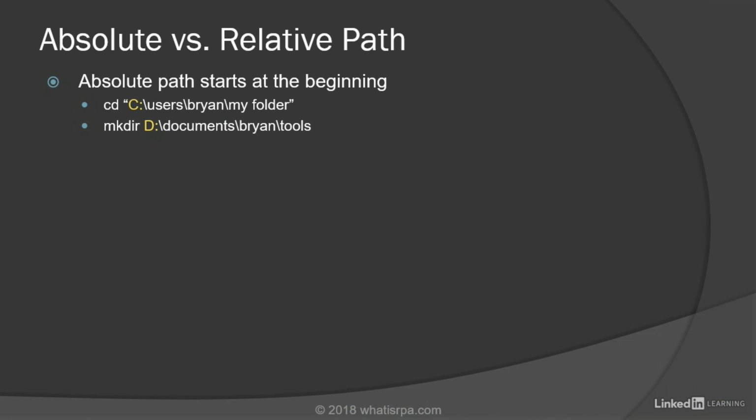In the second example, we're going to create a new directory on the D disk, and you can see we've specified the entire path there. So the absolute path is always going to start at the very beginning, including the drive letter.